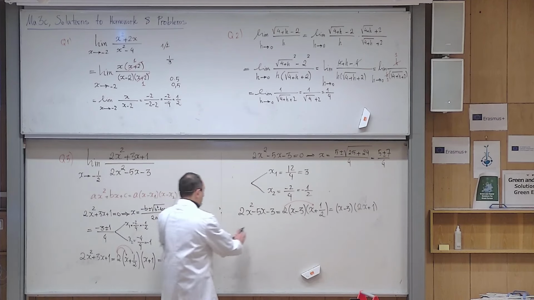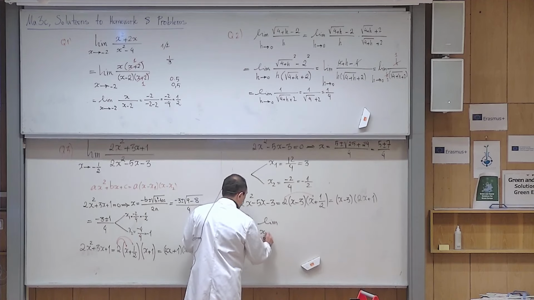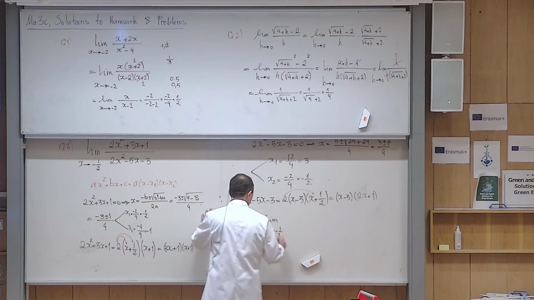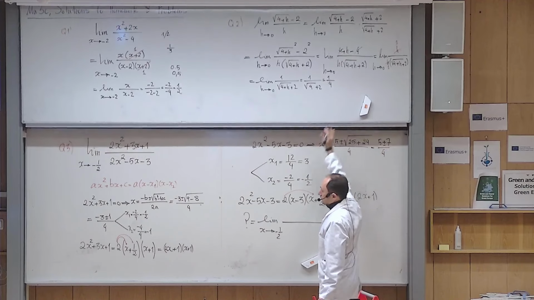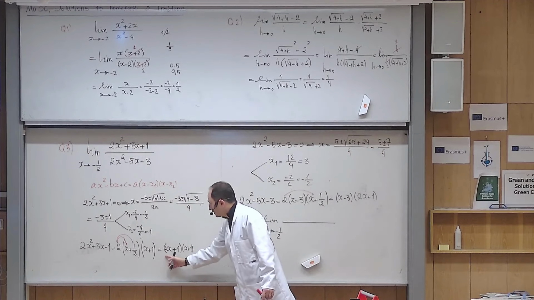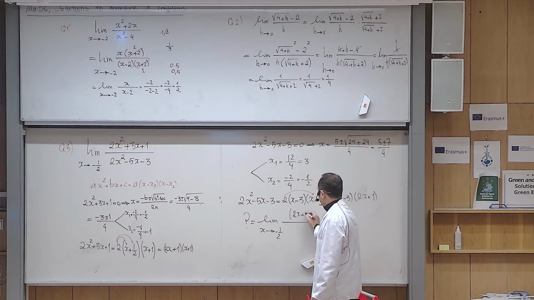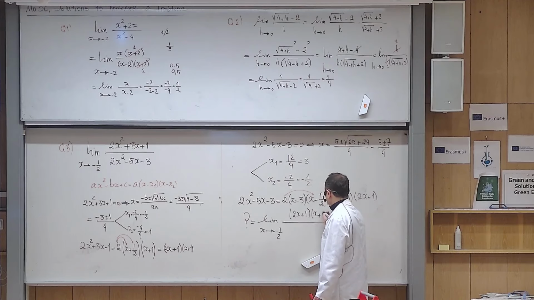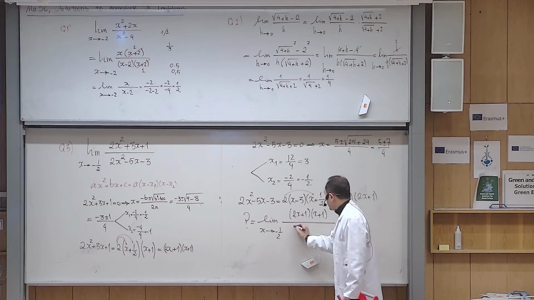So the question mark, finally, which is my limit, becomes the limit as x goes to minus 1/2. So what do you think I will do now? I will actually use what I found. I will use this for the numerator, so it is 2x plus 1 multiplied by x plus 1. I will use this in the denominator, so it becomes x minus 3 and then 2x plus 1.